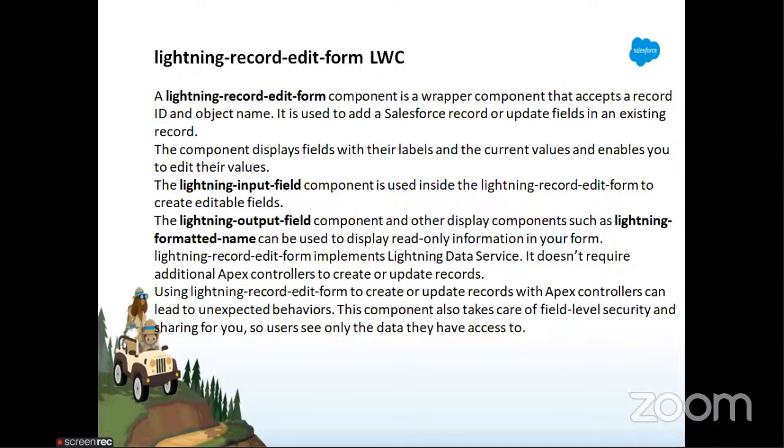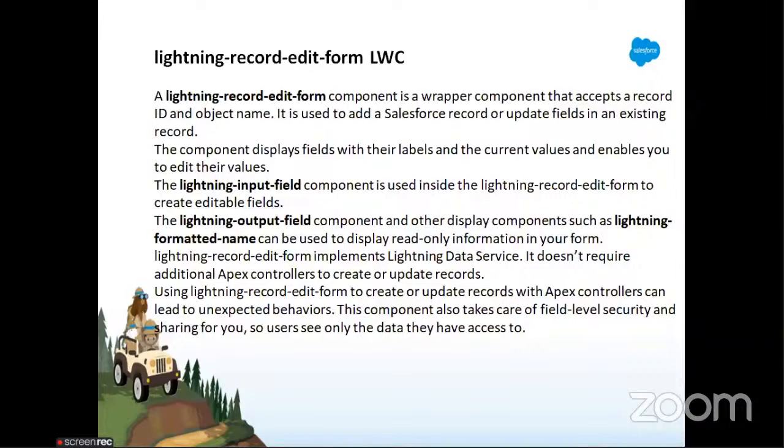The Lightning input field component is used inside the Lightning record edit form to create editable fields. That means if you want, you can simply move between view as well as edit format, right? The Lightning output field component and display components such as Lightning formatted name can be used to display read-only information in the form. That means if you don't want to edit a particular field, then in that scenario you can use Lightning output field if you only want to view that field. In that case, you can use Lightning formatted name, right? That can be used to display read-only information in your form.